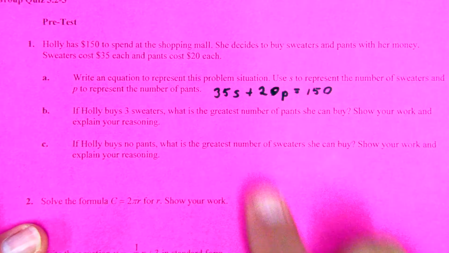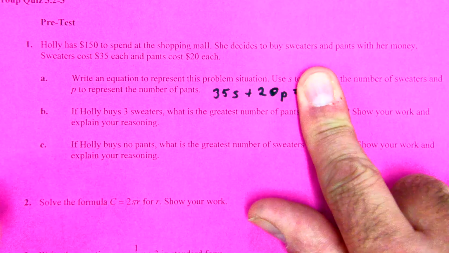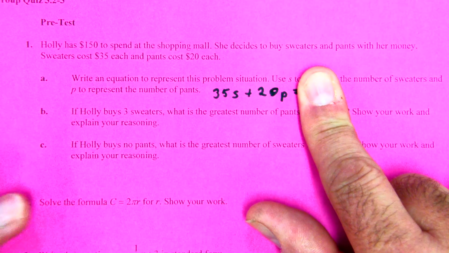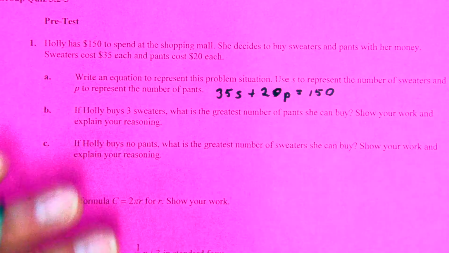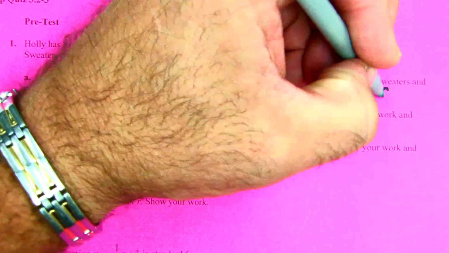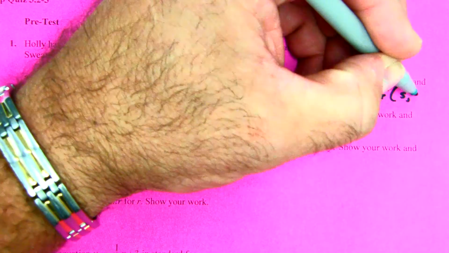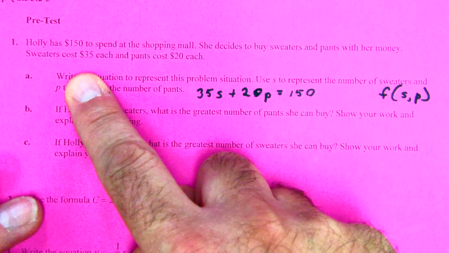That's an equation. If they said write an expression, it would be this, without the equals. If they said write it in a function, you would put an f of x, okay, or f of s, comma p. If you were going to write this as a function, it would be this, remember? And then you would write this. But they wanted an equation.